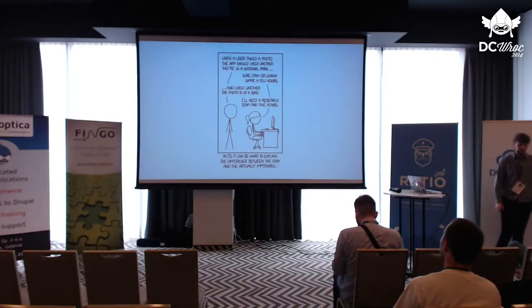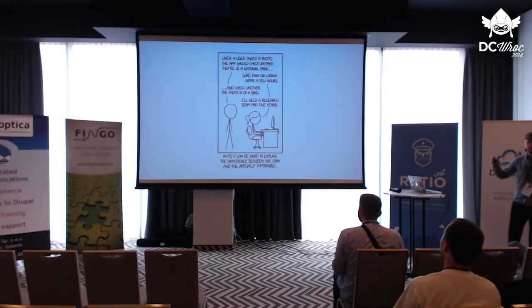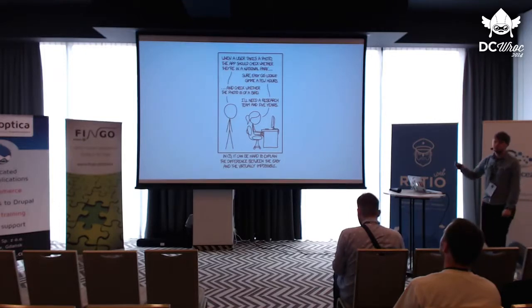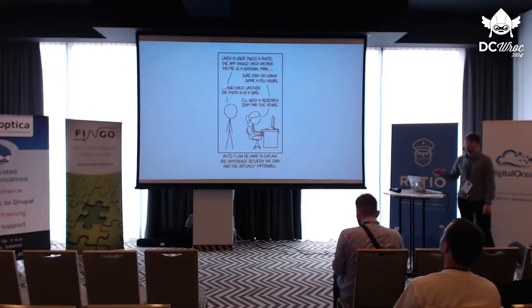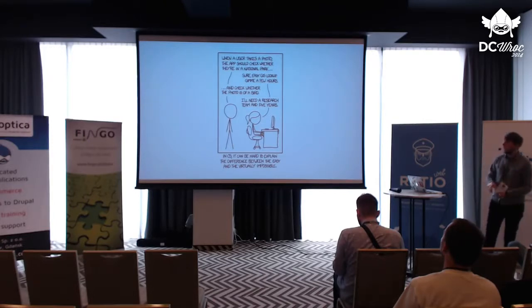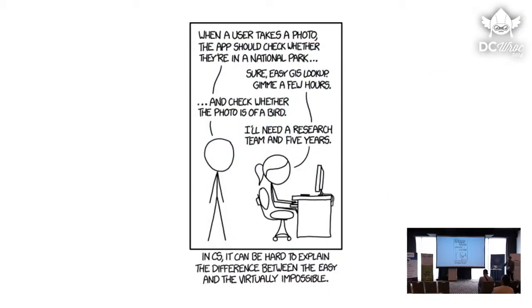That's enough about me. And I would like to start from this XKCD comic. So maybe you read it already, but what this comic is about, the business guy is coming and he's asking, hey, I need a software, and when user takes a photo, the app should check whether the user is in national park or not. And yeah, that's easy. You know how to do GPS lookup, how to check if it's a national park or not, so yeah, we can do that.